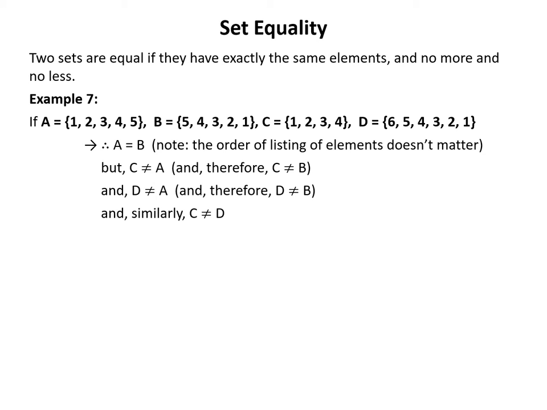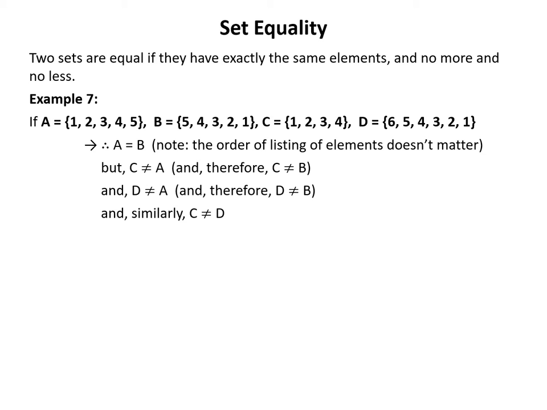Two sets are equal if they have exactly the same elements and no more and no less. In example 7, we have the following sets. A is the set of numbers 1, 2, 3, 4, 5. B is the set of numbers 5, 4, 3, 2, 1. C is the set of numbers 1, 2, 3, 4. And D is the set of numbers 6, 5, 4, 3, 2, 1. Now we can make the following conclusions.